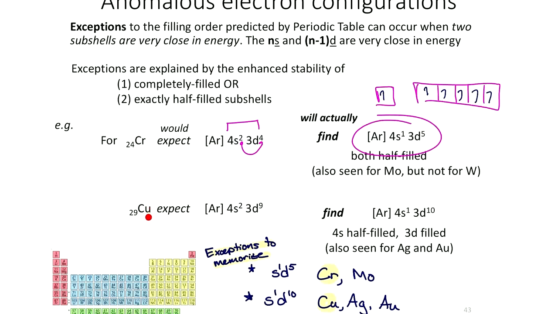We also see something similar for copper. If we went through our normal way of doing electron configurations, you would expect copper to be 4s2, 3d9. But that d subshell is 90% filled. So instead one of those s electrons is going to jump ship over to the d subshell to completely fill it. What you'll actually find for copper is 4s1, 3d10 instead. So it's the 4th group in our d block and the 9th one in our d block, for half-filled and full-filled. Those are our anomalous electron configurations.